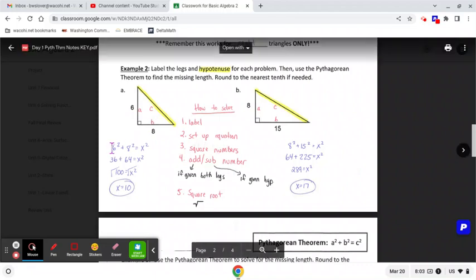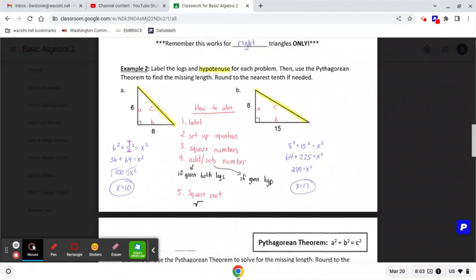Square the numbers. 6 squared, 36. 8 squared, 64. Add or subtract your numbers. Now, I even went one step further and said you are adding your numbers if I give you both legs. You are subtracting the numbers if I give you the hypotenuse. And then the last step is to take the square root. So since I gave you 2 legs, I added them together, and then I took the square root. I got x is 10. So the missing side length for letter A is 10. The lengths of my triangle are 6, 8, and 10.